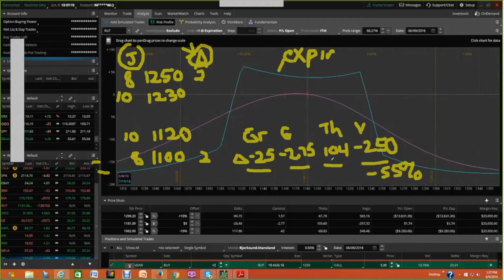Yeah, you could just do it on the downside. You could. But that could affect your deltas too. Again, I'm trying to keep the deltas pretty much the same. The position delta is pretty much the same as when I had the iron condor on, right?